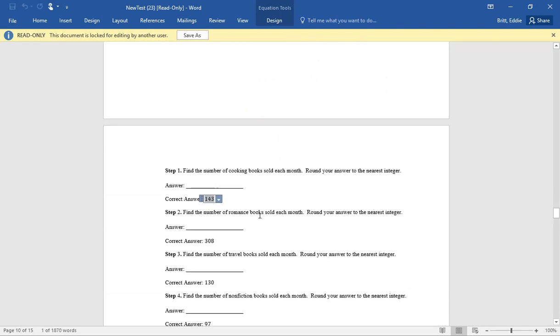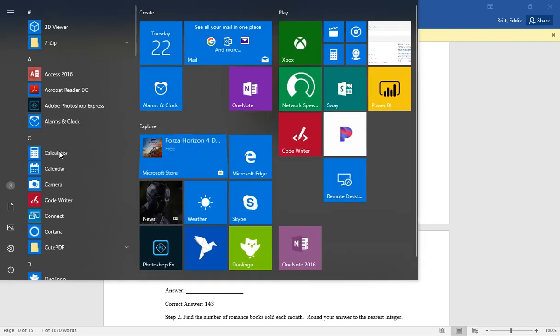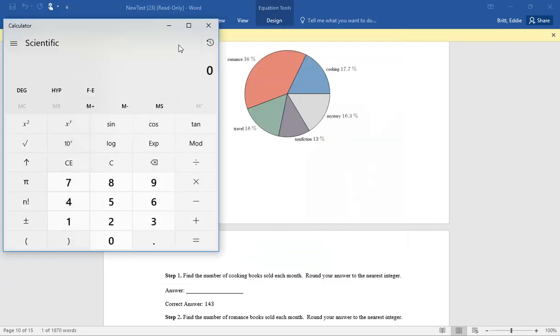Find the number of romance books sold each month. Well, that's easy. The number of romance, 38%, so it's 810 times 0.38. So that should be 308 if you round to the nearest integer.